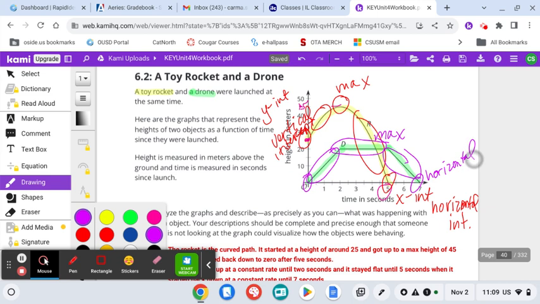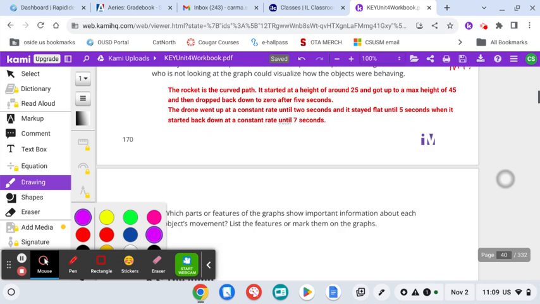Horizontal intercept. By the way, this one over here is both the vertical and the horizontal because it's both the x and y intercept. Again, I don't need you to see my writing because you're just kind of circling and labeling the things that you see are important on this graph, okay?